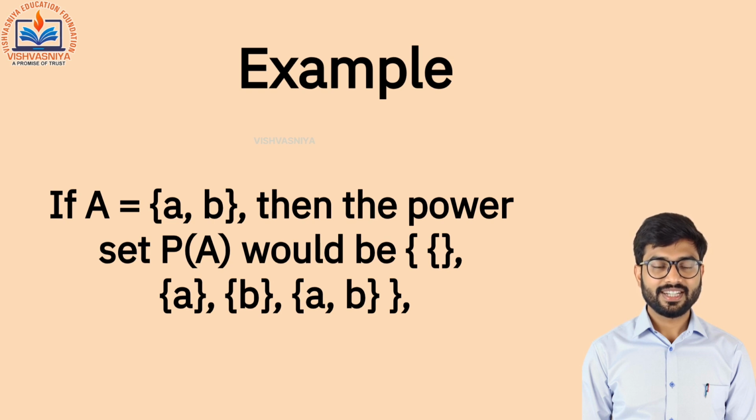Example, if A equals the set containing the elements a and b, then the power set of A, written as P(A), would be the set containing the empty set, the set containing only a, the set containing only b, and the set containing both a and b.